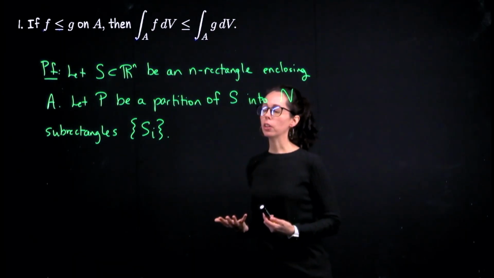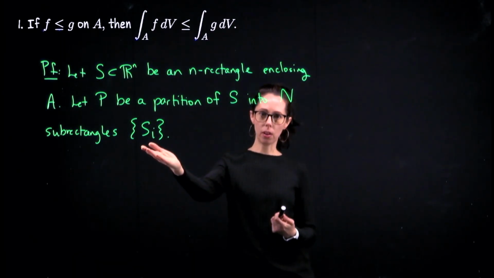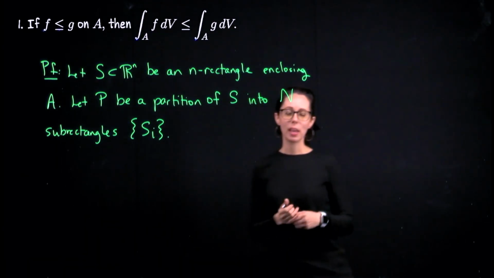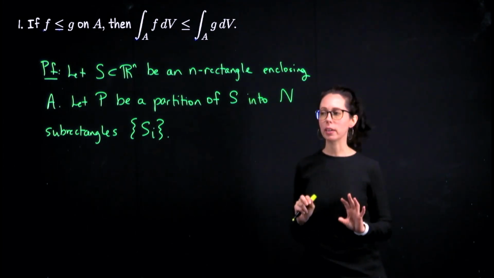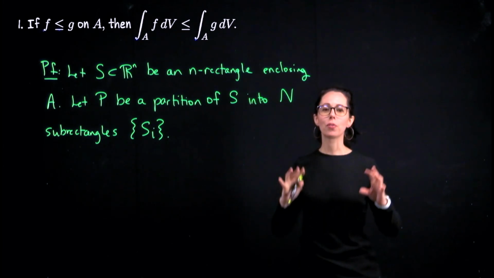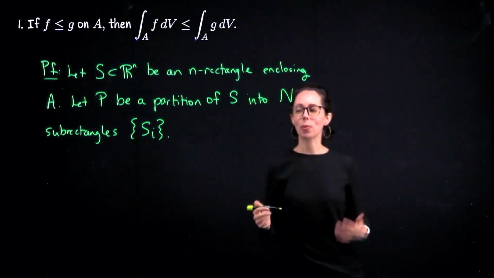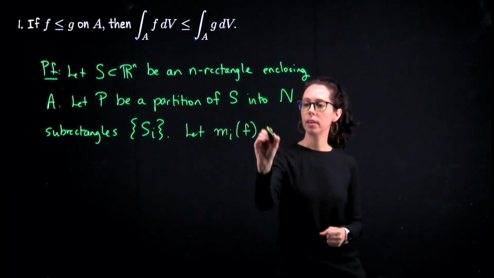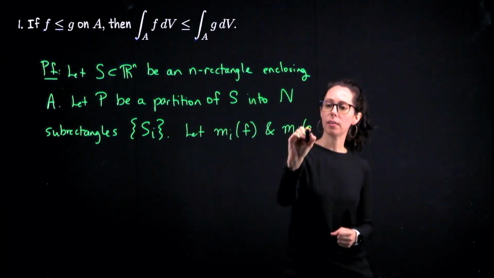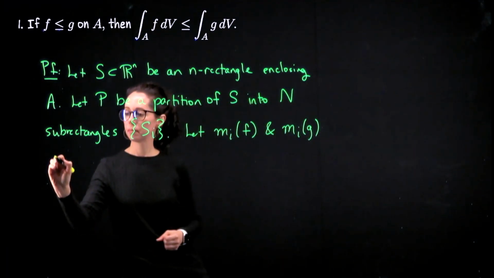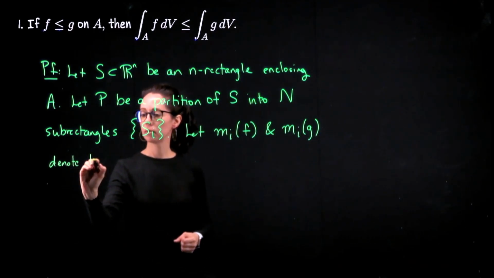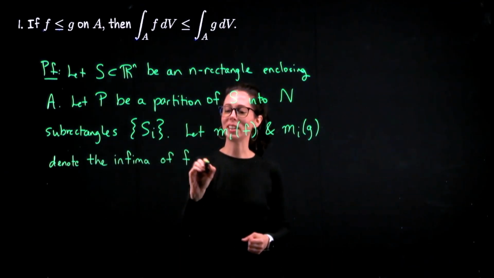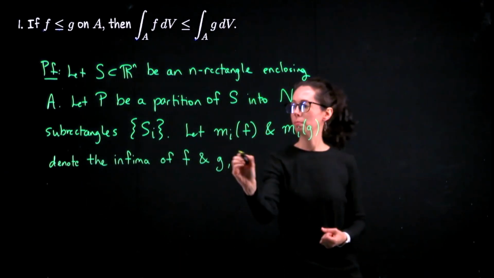And in particular, when I look at f and g over each subrectangle, the infimum of f must be less than or equal to the infimum of g. I'm going to need this notation a few times, so let me bring in a notation for the infimum of f over the subrectangle named S sub i, and likewise for g. So let little m sub i of f and little m sub i of g denote the infima of f and g respectively, over S sub i.